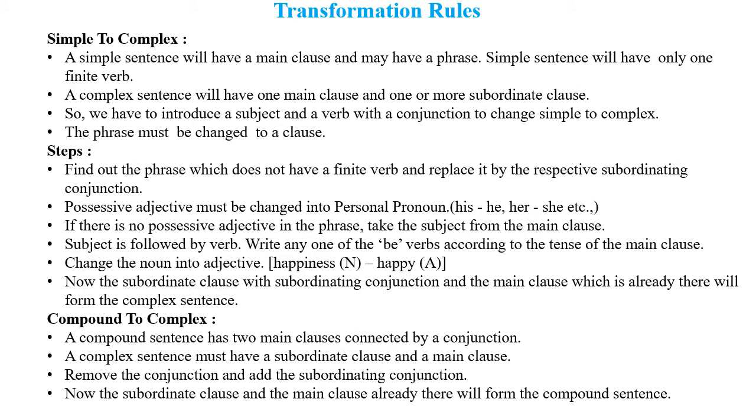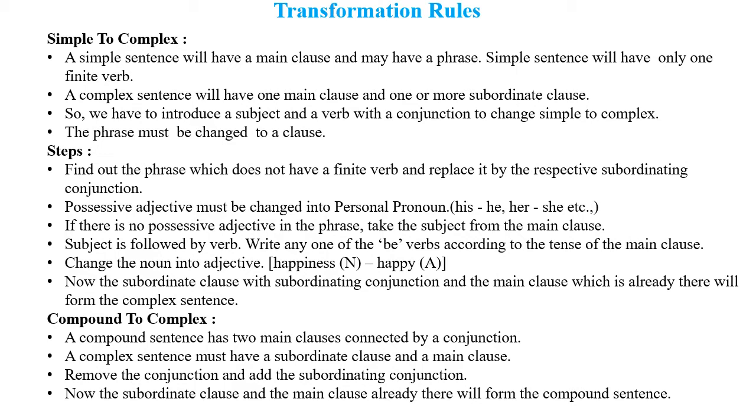Now let us see how to transform the sentences. Simple to complex. A simple sentence will have a main clause and a phrase and only one finite verb. A complex sentence will have one main clause and a subordinate clause. We have to introduce a subject and a verb with a conjunction to change simple to complex. The phrase must be changed into a clause.